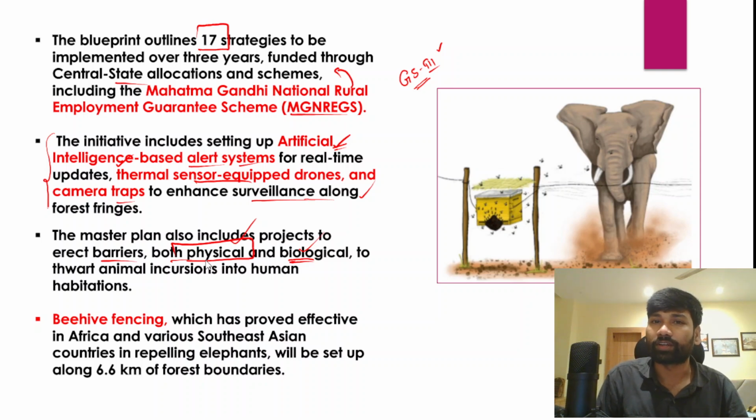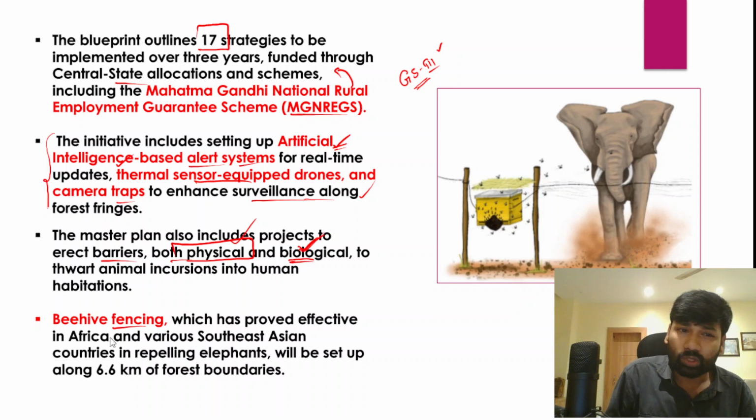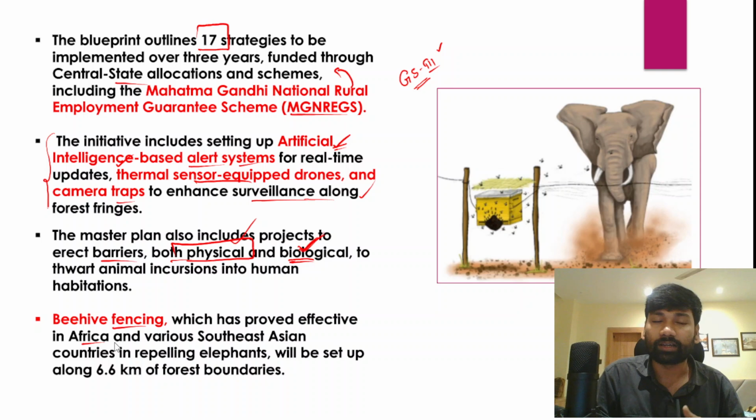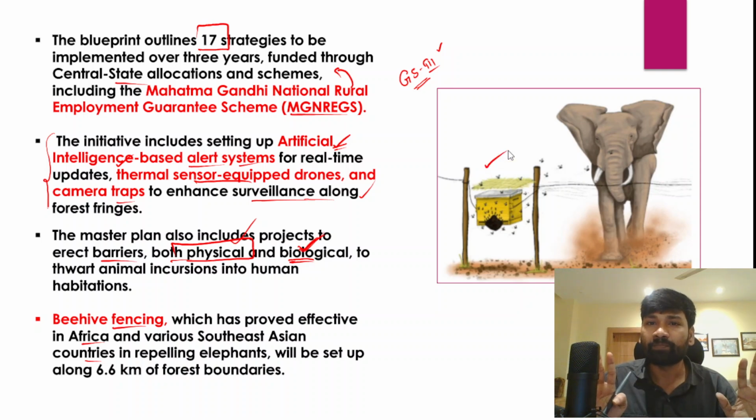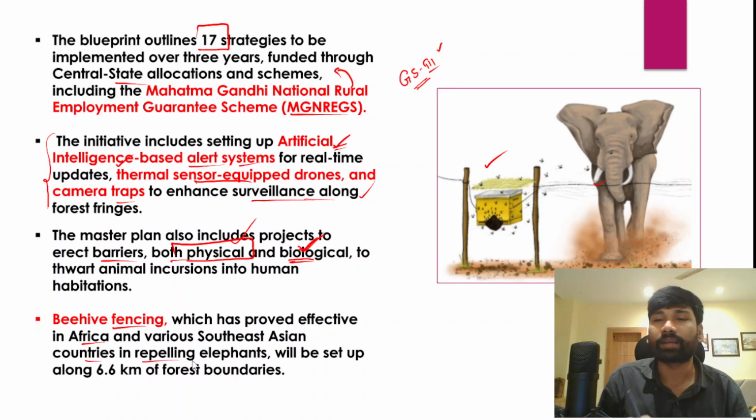of human wildlife conflict. Now, when we talk about biological barriers, one effective method is beehive fencing. Beehive fencing is a very effective method that can be used as a biological barrier, and in fact it was proved effective in continents like Africa and different Southeast Asian countries, right? These beehives, you can see in this image, provide a biological barrier to animals, so the animals would not enter into the human habitations, because it would effectively repel animals like elephants from venturing into the agriculture fields and also the human habitations.